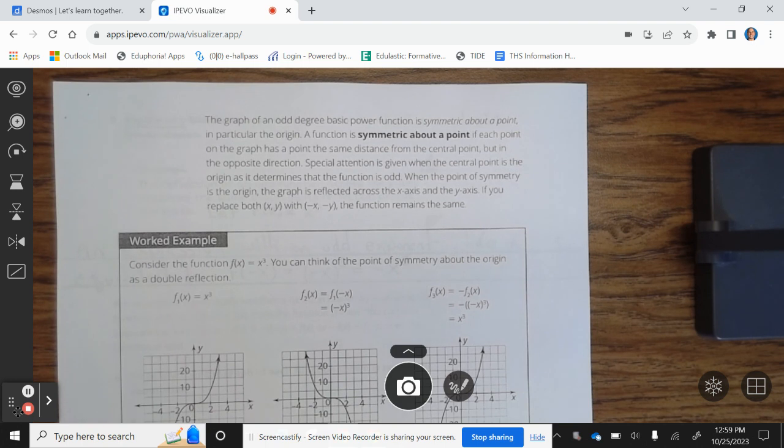Special attention is given when the central point is the origin, as it determines the function is odd. When the point of symmetry is the origin, the graph is reflected across the x-axis and y-axis. If you replace both x and y with negative x and negative y, the function remains the same.